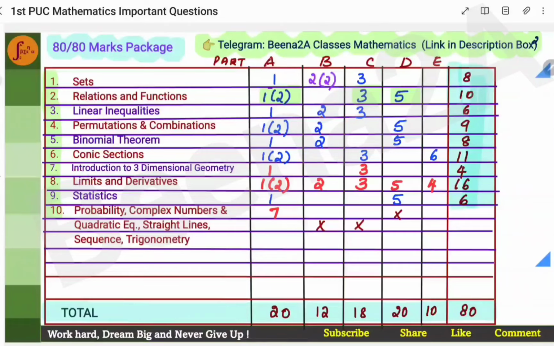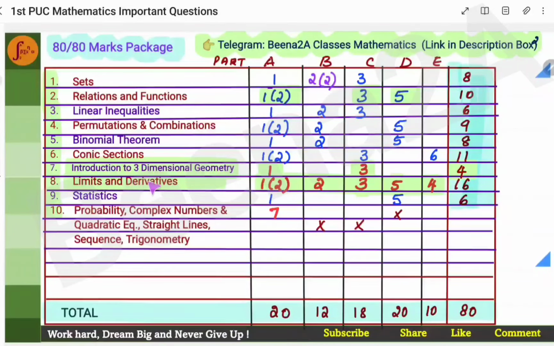Now, an additional chapter that needs to be prepared is Introduction to Three-Dimensional Geometry, so that you could get 1 marker and 3 marker. Totally, it will give you 4 marks. Now, the next additional chapter would be Limits and Derivatives. The entire chapter needs to be prepared for 2 1 markers, 1 2 marker, 3 marker, 5 marker, and 4 marker. The reason I chose Limits and Derivatives is so that we could answer 1 4 marker.